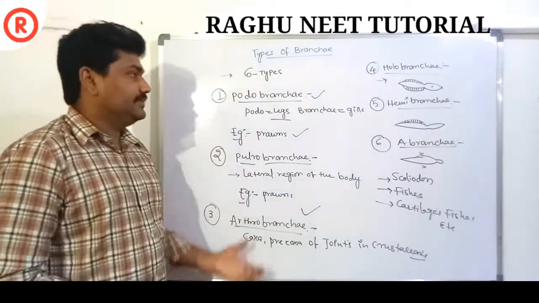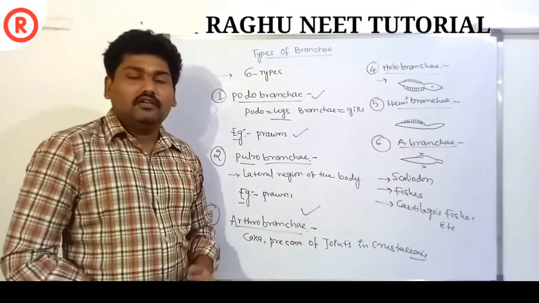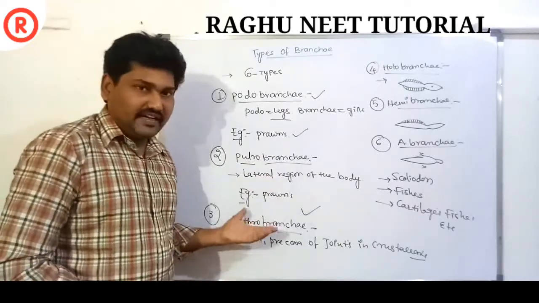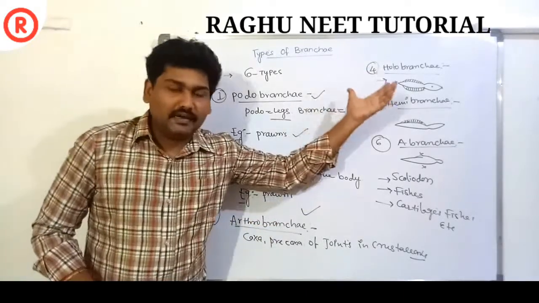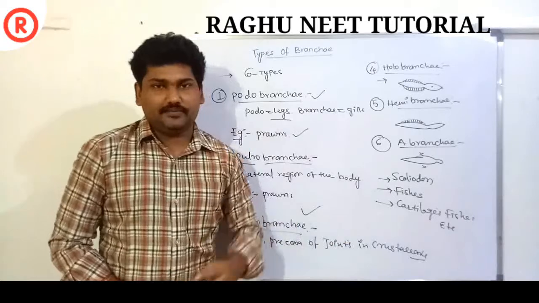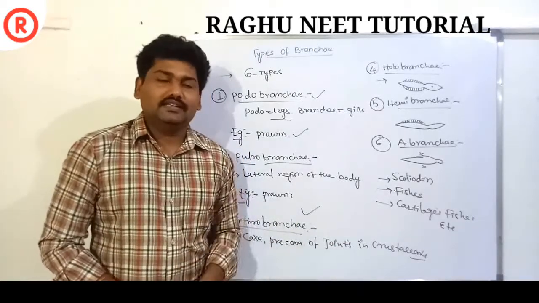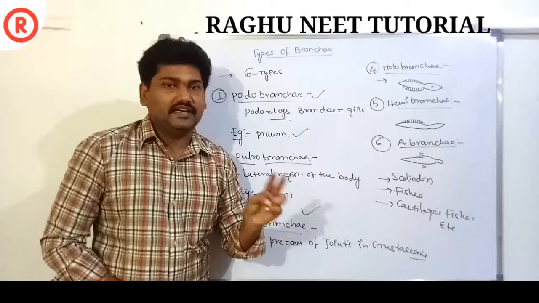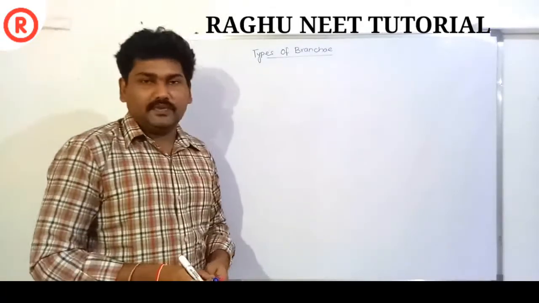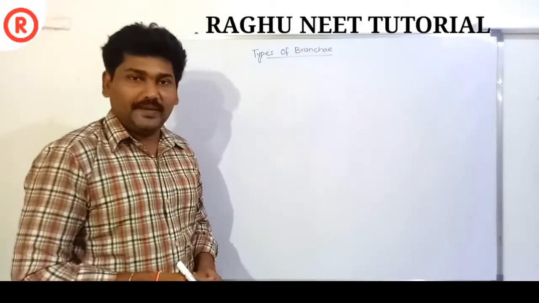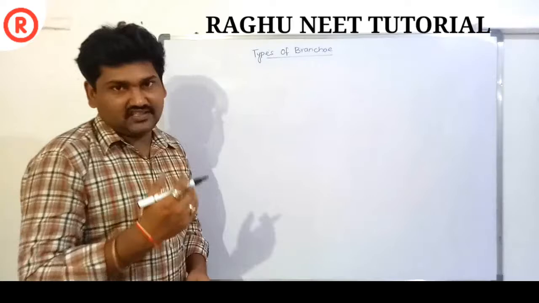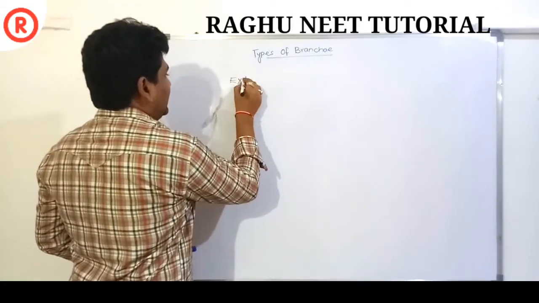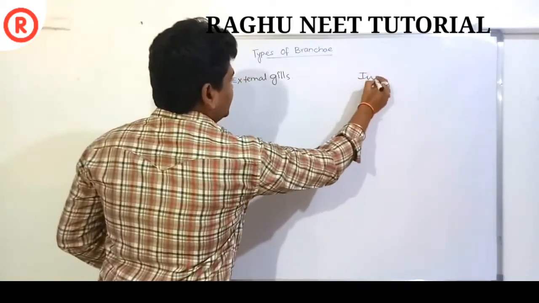So these are the types and arrangement of the gills. The arrangement of the gills can be classified into three types, and the number of the gills into three types, total six. Next, the gills can be divided by placement into two types: external gills and internal gills.